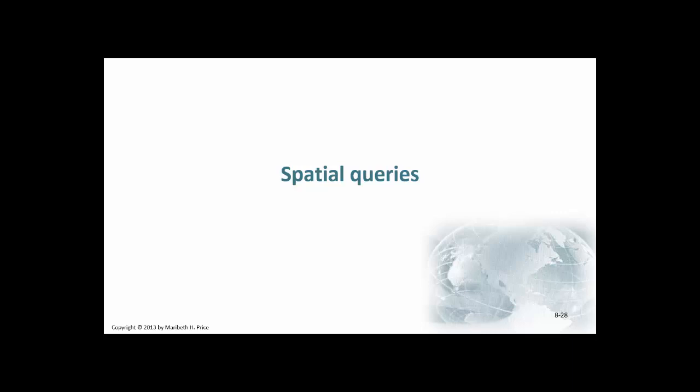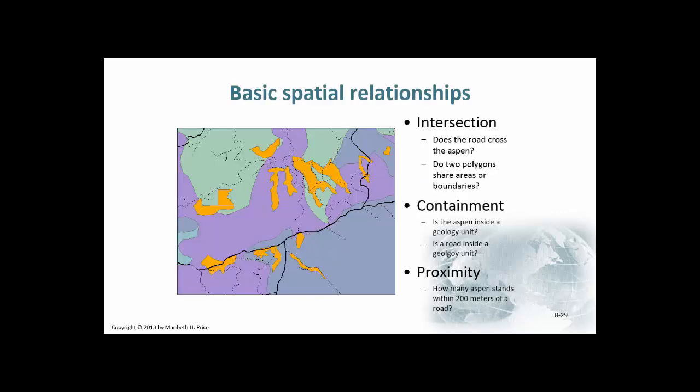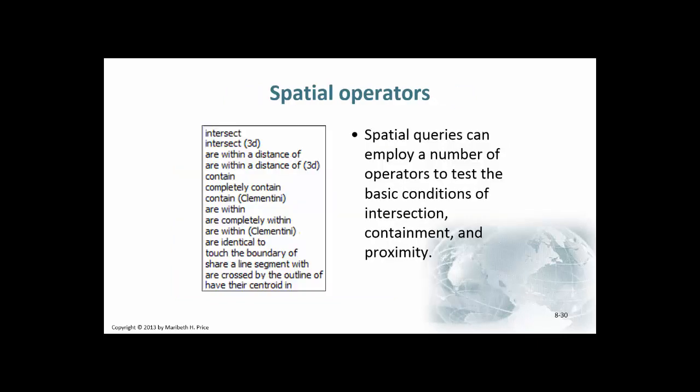Spatial queries help us locate items based on their location on the planet and their relationship to other things. There are three principal spatial relationships: intersection, containment, and proximity. Additional operators can be used to fine-tune the spatial queries.